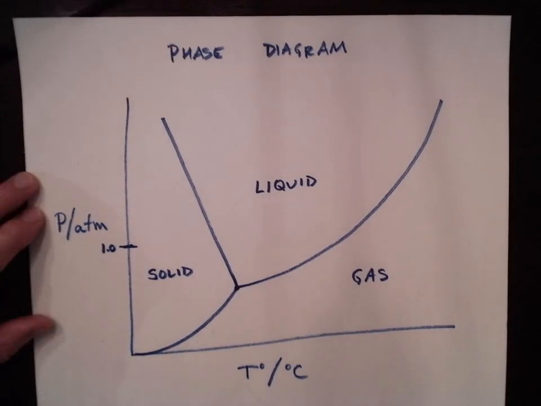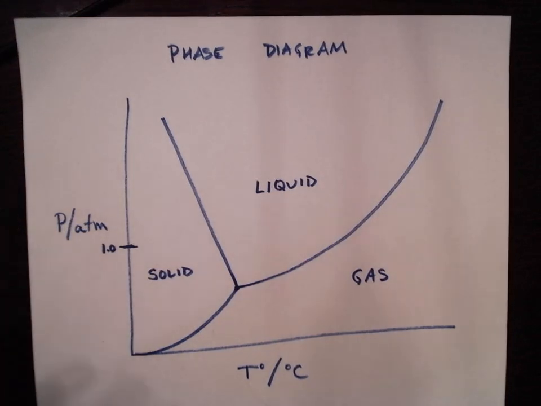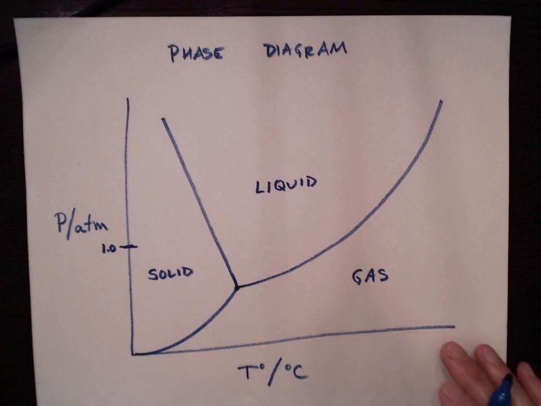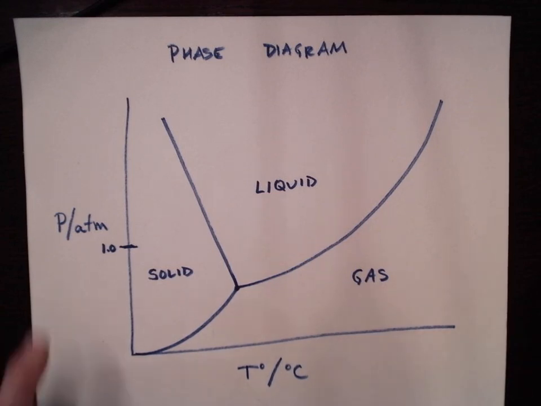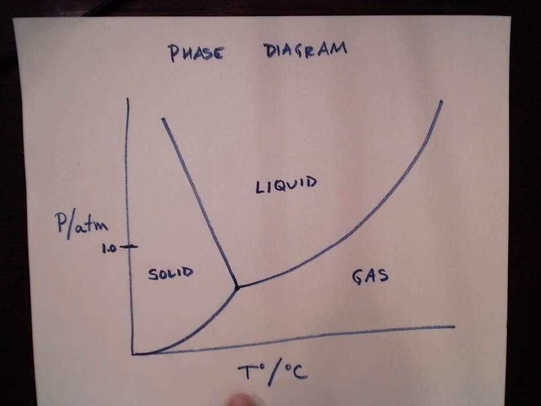Okay, let's discuss phase diagrams. A phase diagram is a graph that summarizes the state of matter of a particular substance under various conditions of pressure and temperature. And you see here on this graph, we have pressure on the y-axis in units of atmospheres, and temperature on the x-axis in units of degrees Celsius.